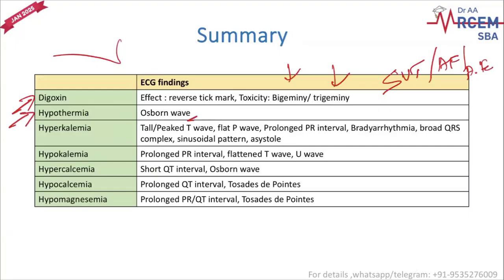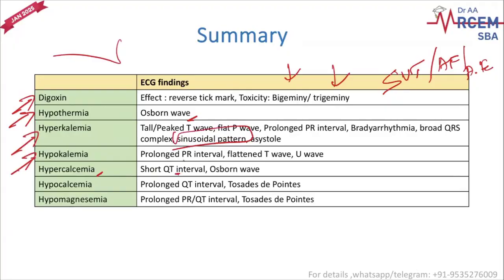Hypothermia: typical Osborne wave, which is not typical only for hypothermia. It is also seen in hypercalcemia along with a short QT interval. Hyperkalemia: we have various changes from tall peaked T waves to flat P waves, to PR prolongation, to a broad QRS complex, to a sinusoidal pattern, to an asystole.